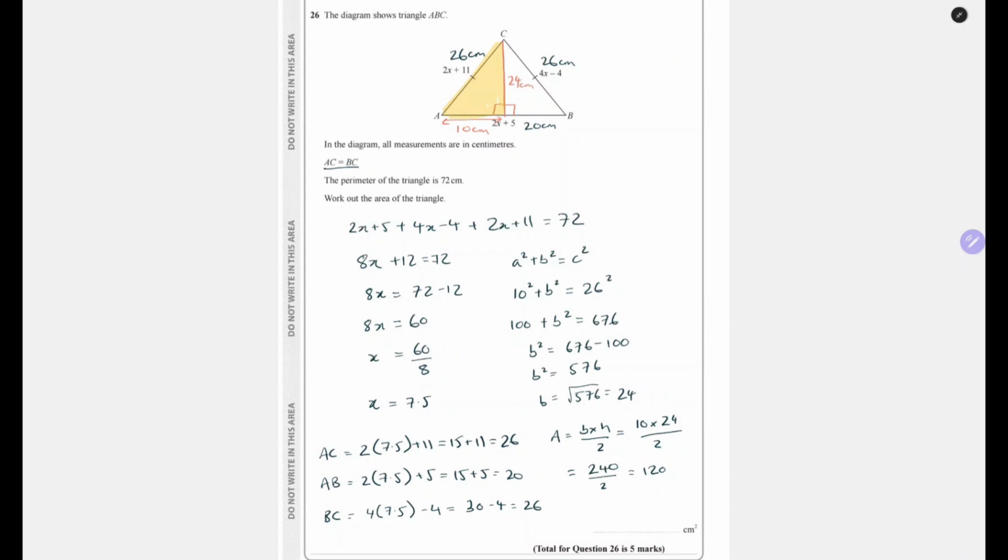So we need to times it by 2 so we can get the second triangle that we've made. And so it's 120 times 2, which is 240. So the original triangle is 240 centimeters squared.